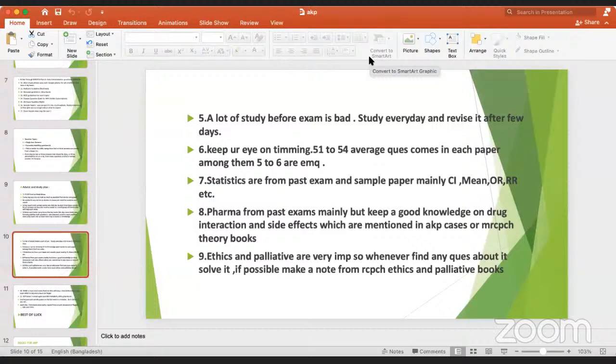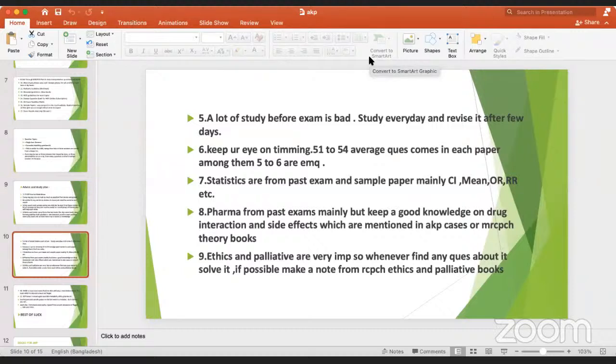Mainly, the statistics for part 1 and part 2 are different. Part 1 has very basic questions like specificity, sensitivity, negative predictive value, positive predictive value. But for AKP it will be a little more difficult, like from the confidence interval, the mean, the odds ratio, the relative risk, and how you identify whether a study is significant or not. This type of question mainly comes in AKP. And we will try to solve as many statistics questions as possible with you in our batch.